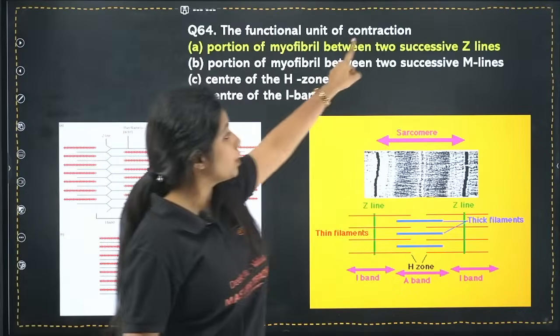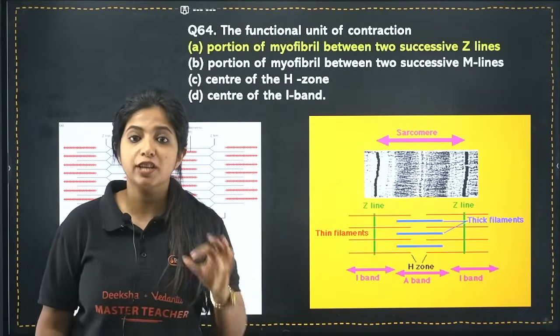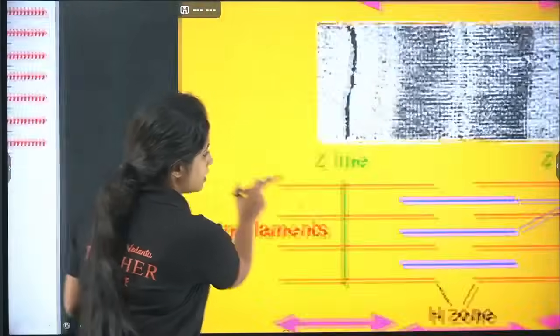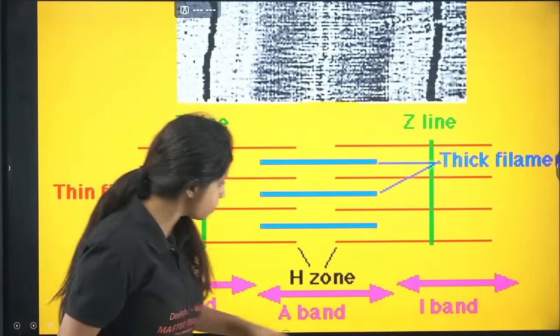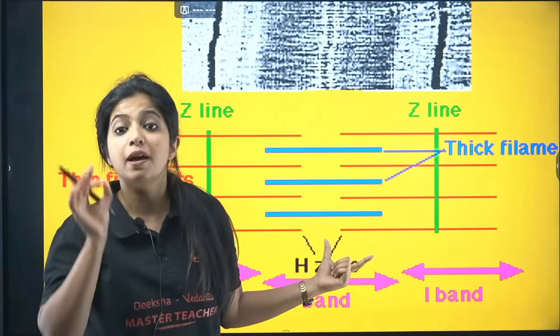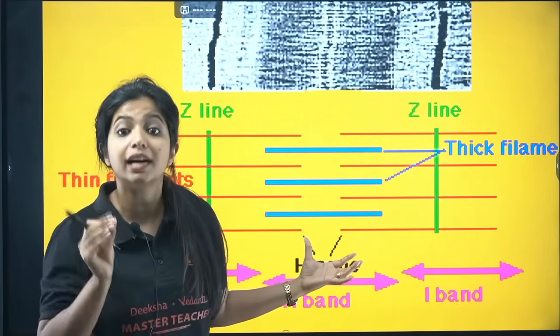Next one. Functional unit of contraction is known as sarcomere. What do you call it? Sarcomere. And sarcomere looks like this. Look at it. Over here you have A band and you have I band. A band consists of the thick filaments. What do you call them? Myosin. They are thick filaments.